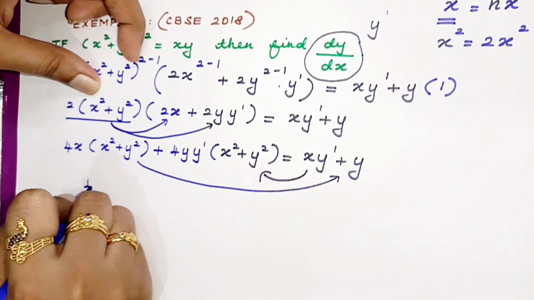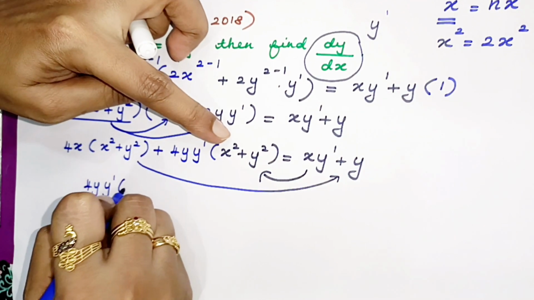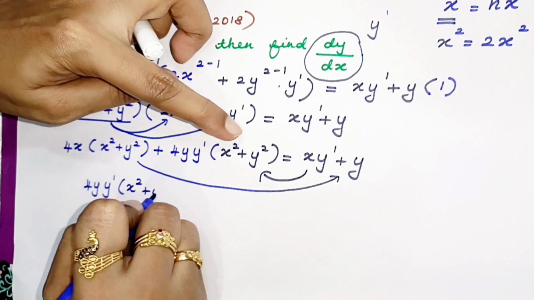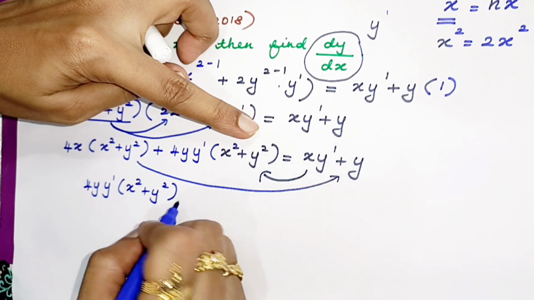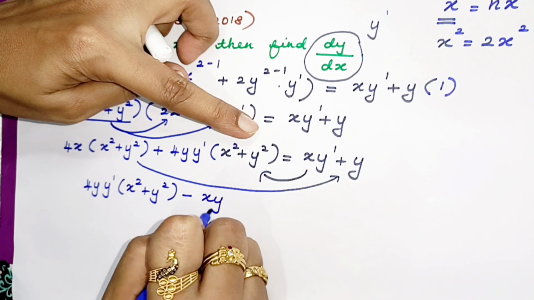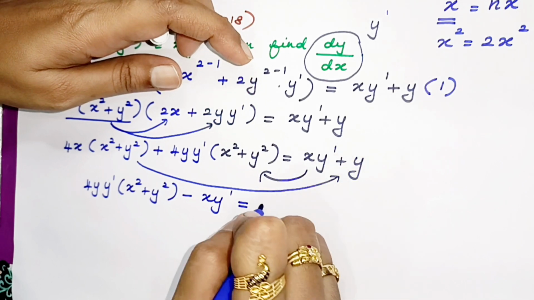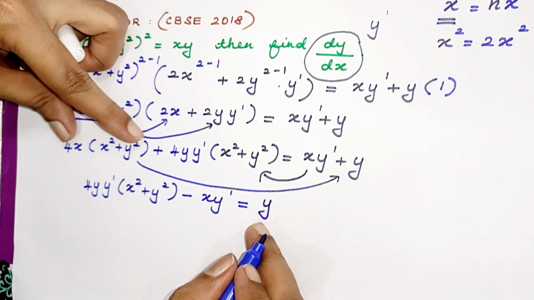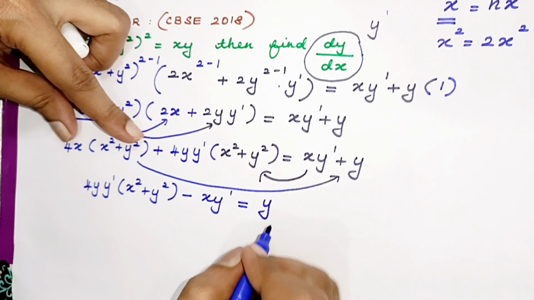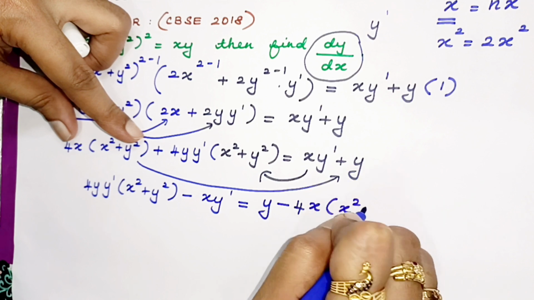So 4y y dash into (x square plus y square). While I am taking this x y dash to the left hand side, this will become minus x y dash, that is equal to, already one y is there. So first of all we keep this y, and I am taking this complete term to the right hand side, that means minus 4x into (x square plus y square).